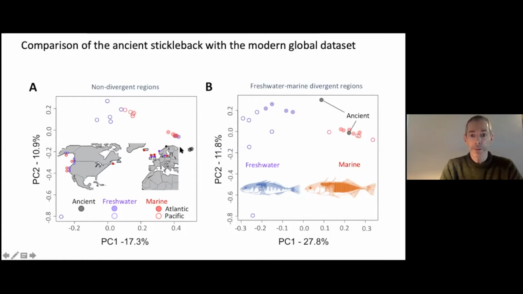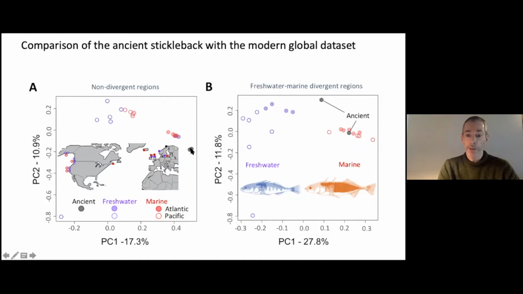So for the non-divergent regions, we can see here that the two ancient samples cluster with the Atlantic samples from that classic Jones et al. paper. So again, we can see the distribution of the samples that Rusty Jones and colleagues used in that 2012 paper. See quite a wide clustering of the Pacific samples, including one outlier down here. But along PC1, we see Atlantic and Pacific being separated.